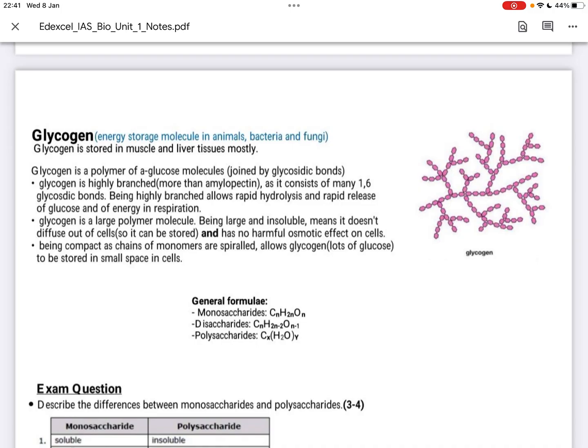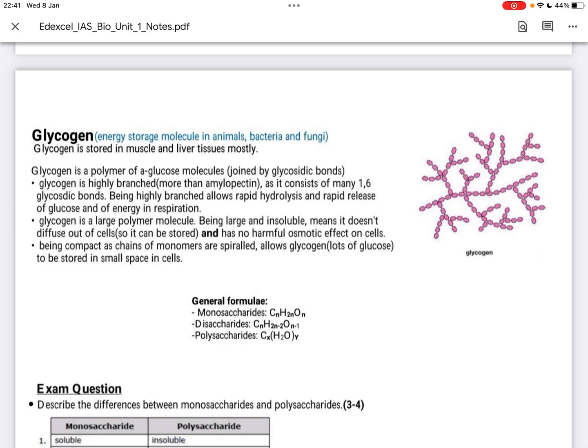Glycogen: energy storage molecule in animals, bacteria, and fungi. Glycogen is stored mostly in muscle and liver tissues. Glycogen is a polymer of alpha glucose molecules joined by glycosidic bonds. Glycogen is highly branched, more than amylopectin, as it consists of many 1,6 glycosidic bonds. Being highly branched allows rapid hydrolysis and rapid release of glucose and energy in respiration.